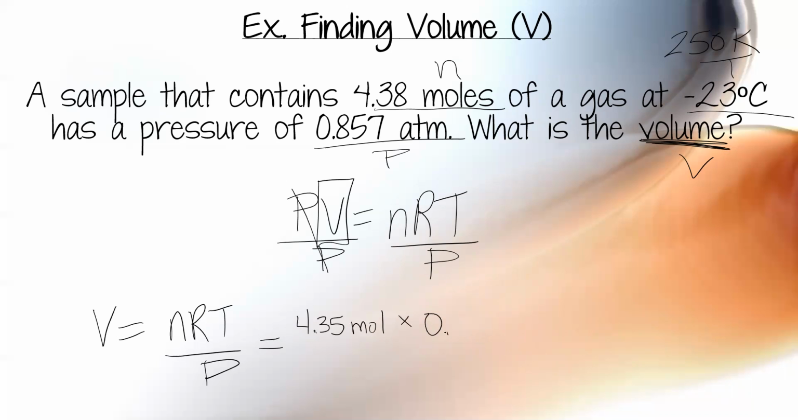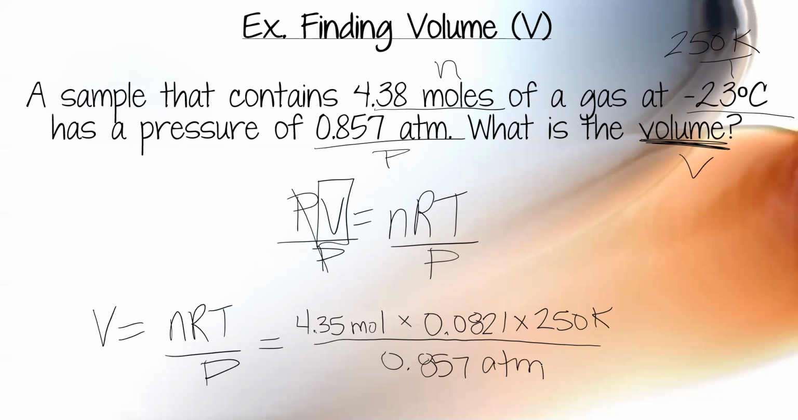R is my constant, always the same number. T in Kelvin was 250, all divided by my pressure in atmospheres. Now, if you don't have pressure in atmospheres, you will have to convert it. Some of you forgot to do that on the last test. You have to have these specific units.